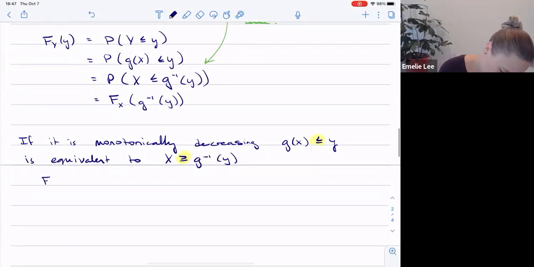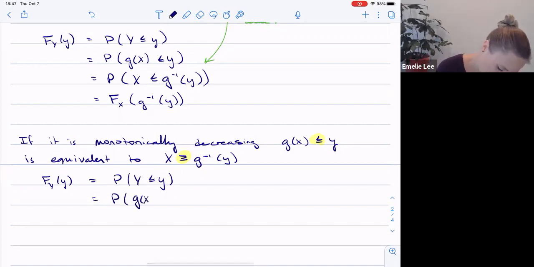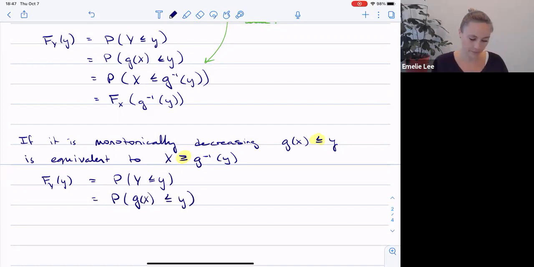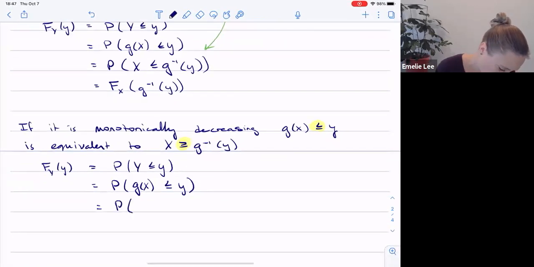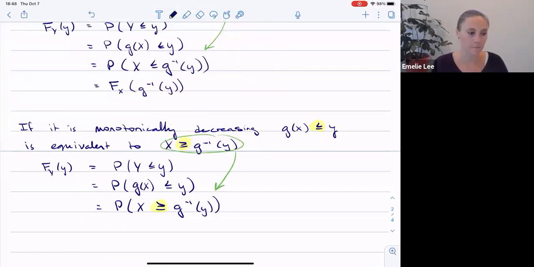So what we're going to have is F_Y of y is the probability that Y is less than or equal to y. That's still the same setup as we started with before. So we start on the same train and say, I'm going to replace my Y with g of X. So the probability of g of X is less than or equal to y. And then this is where it changes. Here we see that we have the probability that X is greater than or equal to the inverse of g on y. So here I want to show that that's what happened.